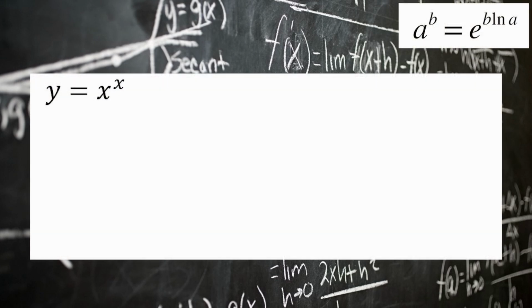So here's our first example, y equals x to the power of x. To calculate this, we treat the first x as a and the other one as b, and we apply this to the formula.